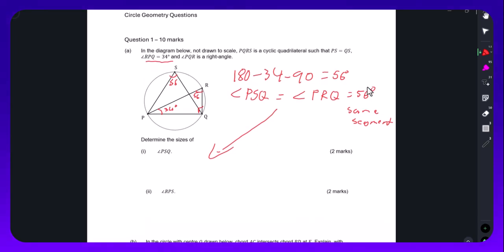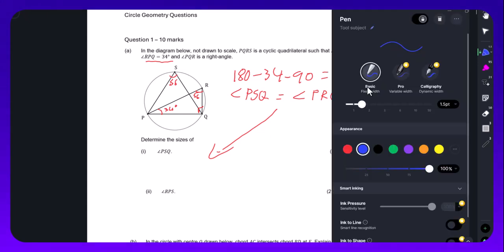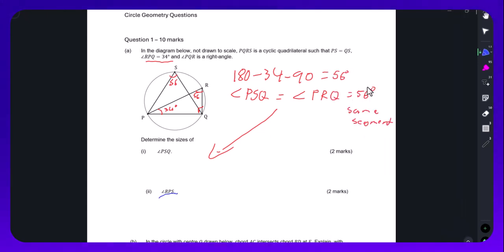For part II, we're trying to figure out RPS. So I'm going to go a different color now, I'm going to go blue for this one. And that's RPS, which is this angle over here. You should be able to see the triangle PSR, so that's this triangle up here. That is an isosceles triangle, and because we've got one of the angles already, 56, we can figure out the other.